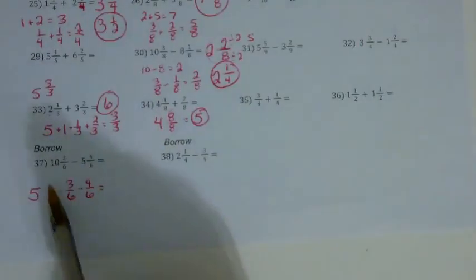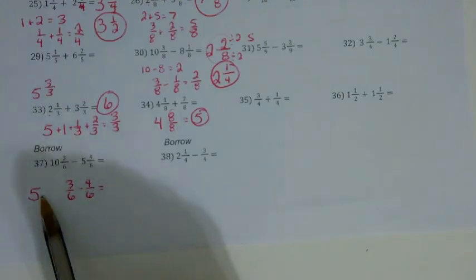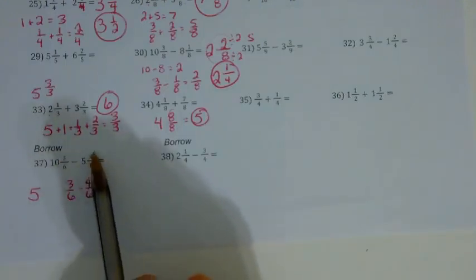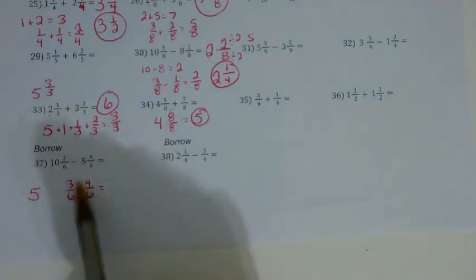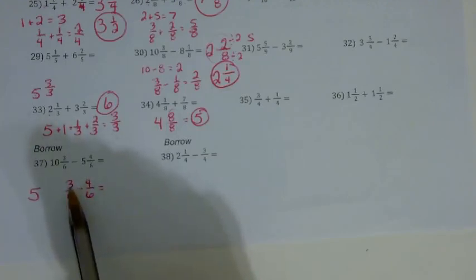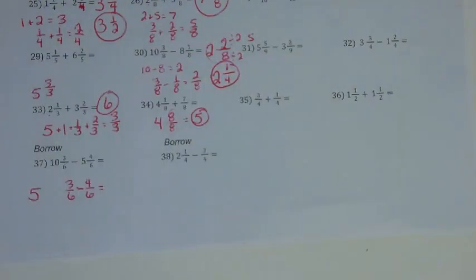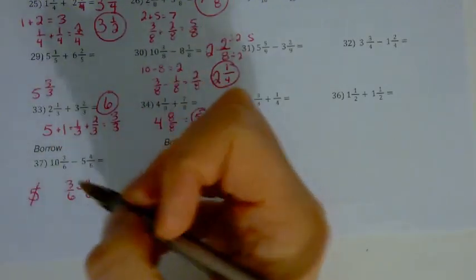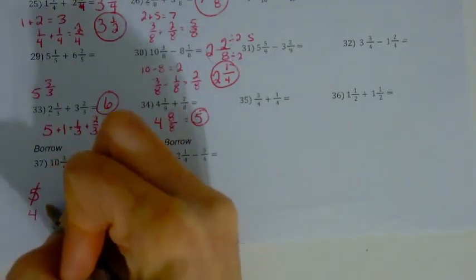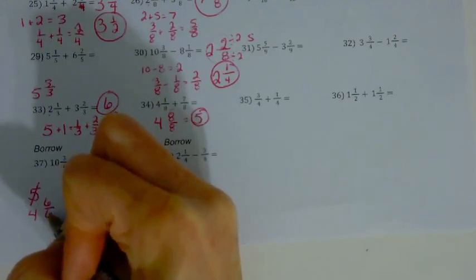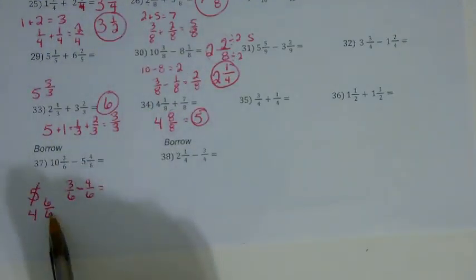Then we have 3/6 minus 4/6. Well, we don't have enough sixths here to borrow. Like 3 is smaller than 4. So you're not going to write negative 1. What we're going to do is we're going to borrow from here. And we're going to make this 4 and 6/6. 4 and 6/6 is the same thing as 5. Okay?